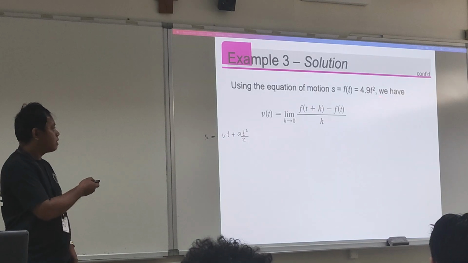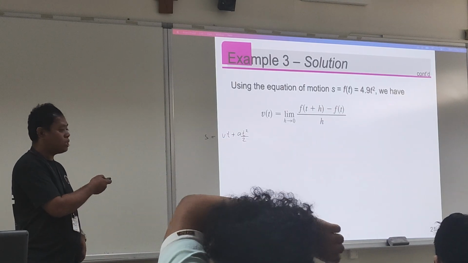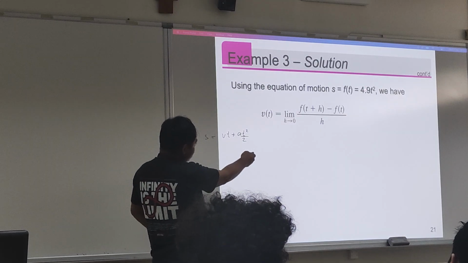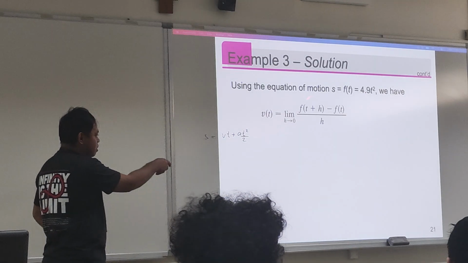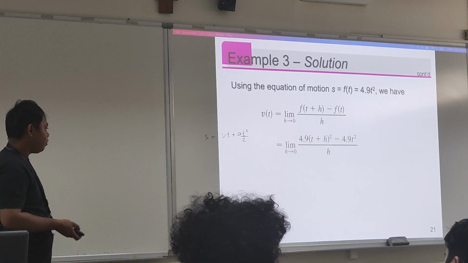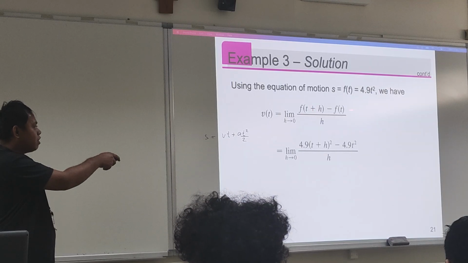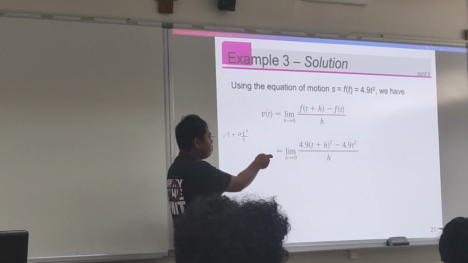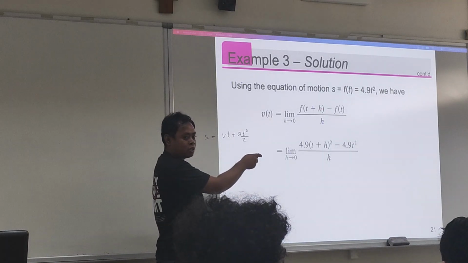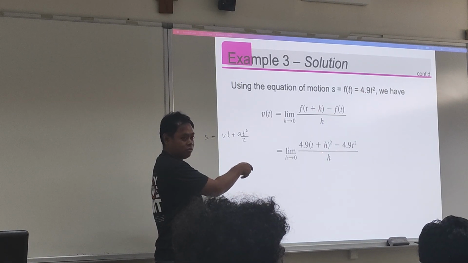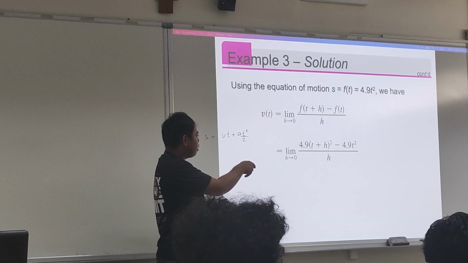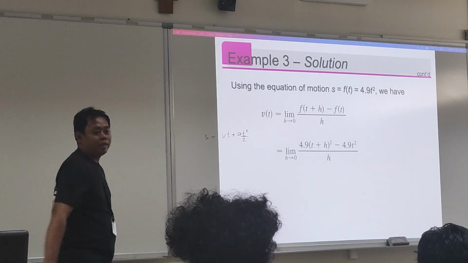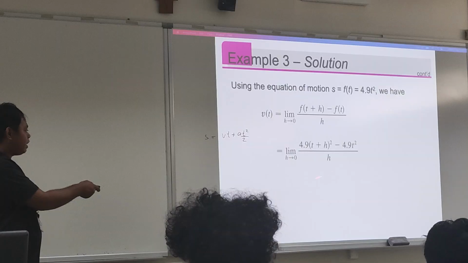So with that, we have this function f of t, which is 4.9 t squared. And then using that function, of course, we can solve for this one. So using the function, your f of t plus h by substitution, that is just 4.9 substituting your t by t plus h. You have t plus h squared minus, of course, your f of t, which is 4.9 t squared, and divided by your h.